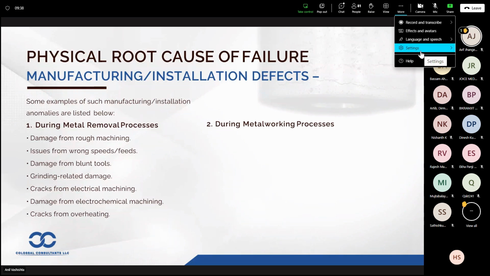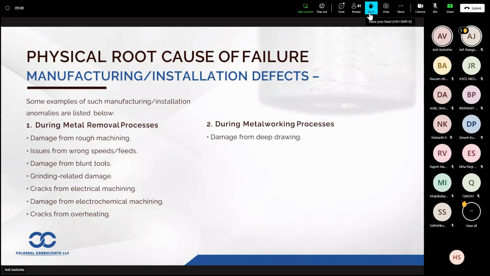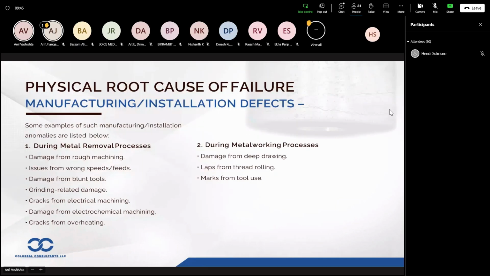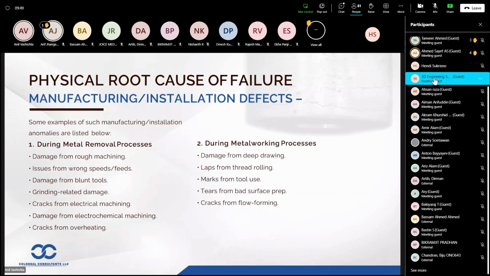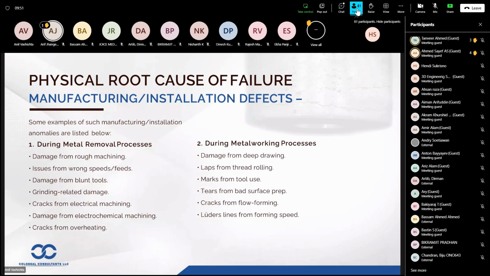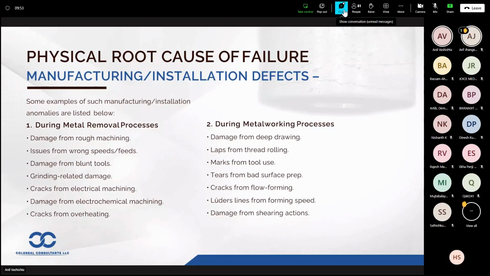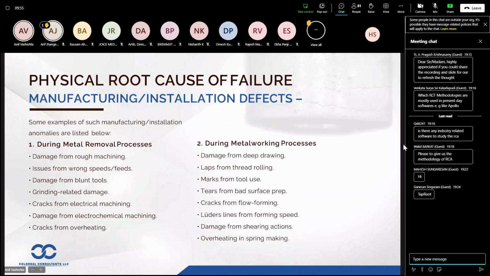During the metal working process, the different examples are drawing damages, laps from thread rolling, marks from tool use, or cracks from flow forming, damage from shearing actions, or overheating in spring making.